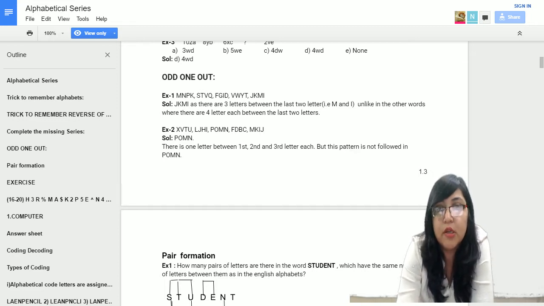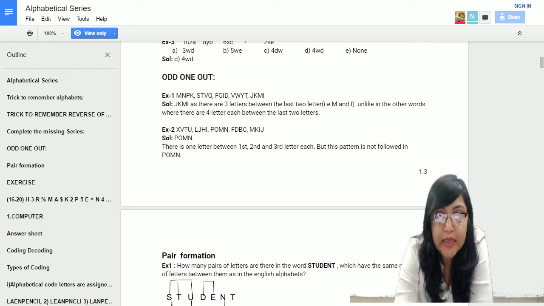So what is odd one out? Basically all the terms would be following a certain pattern, except for one term. So you have to find out that term. Okay, clear? So let us see. Example 1 is MPK, next STVQ, next FGID, next VWYT and JKMI.